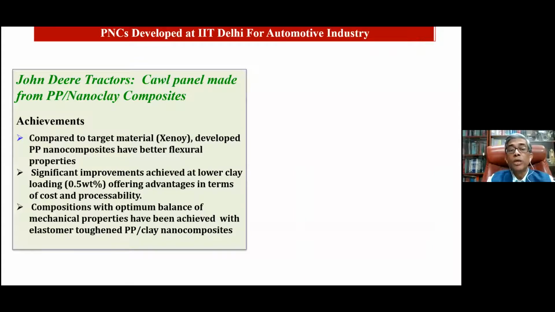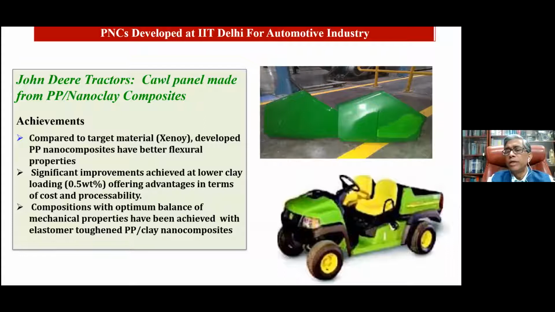We had worked with John Deere tractors. John Deere came and said, let me show you, that they want to change all these metallic parts, which you can see in green, to a composite material which has to be lighter. They had given us this project to develop what is called PP nano composite, which should have better flexural properties. We had taken up this challenge.